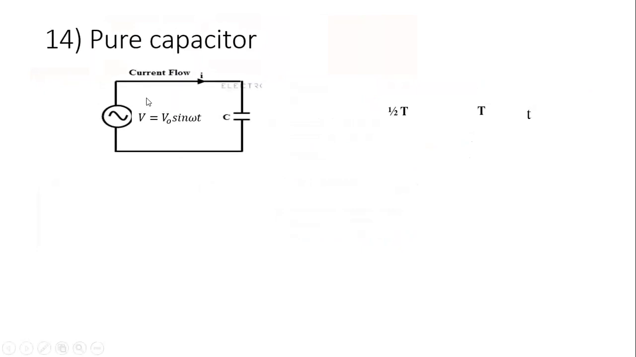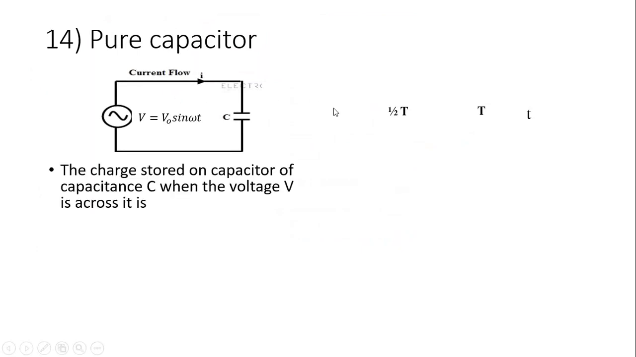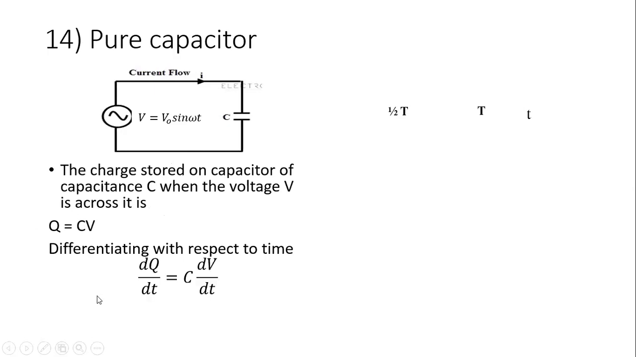Okay, same power supply. There's alternating voltage, V0 sine omega t. That's your current. The charge stored on a capacitor of capacitance C, when the voltage across it is V, is Q. The charge stored is Q equals C times V. We want current, so we differentiate that with time. Your C is always a constant, so we get dQ/dt equals C dV/dt. dQ/dt is your current.